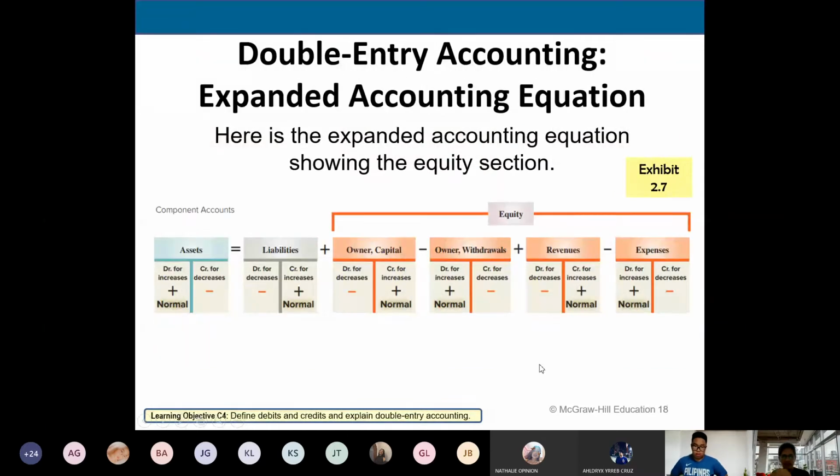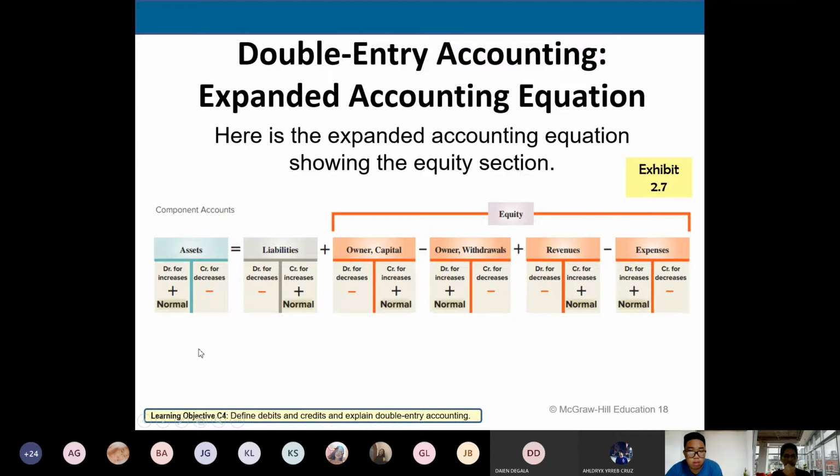So, mas in-expand natin. So, you could see the other accounts na involved dito sa each sa general elements ng accounting equation natin. For assets, liabilities, and equity. Okay? Punta tayo sa double accounting.